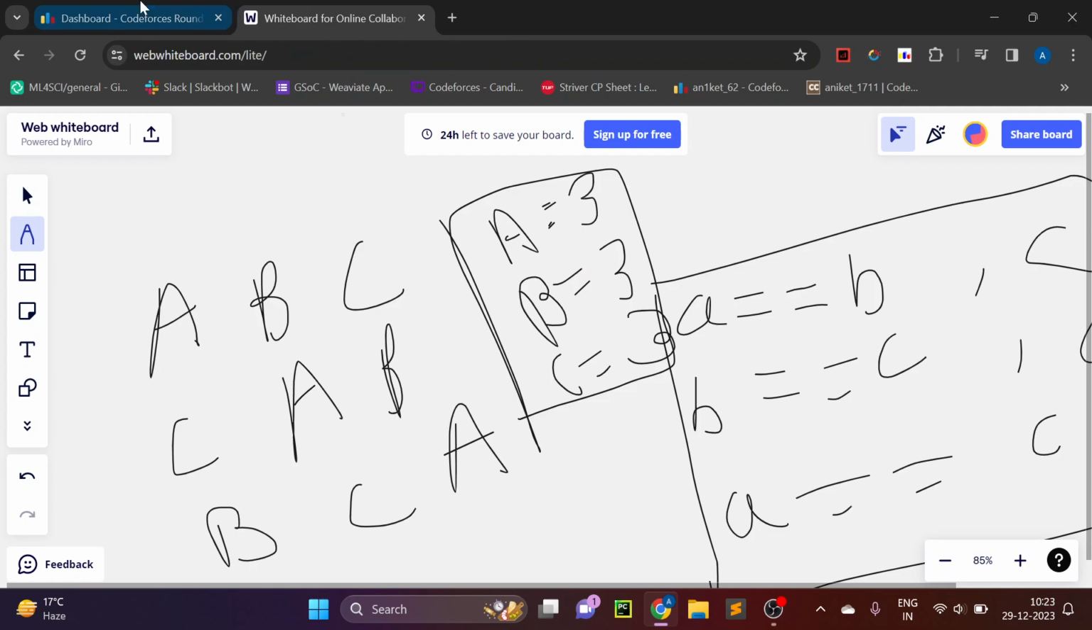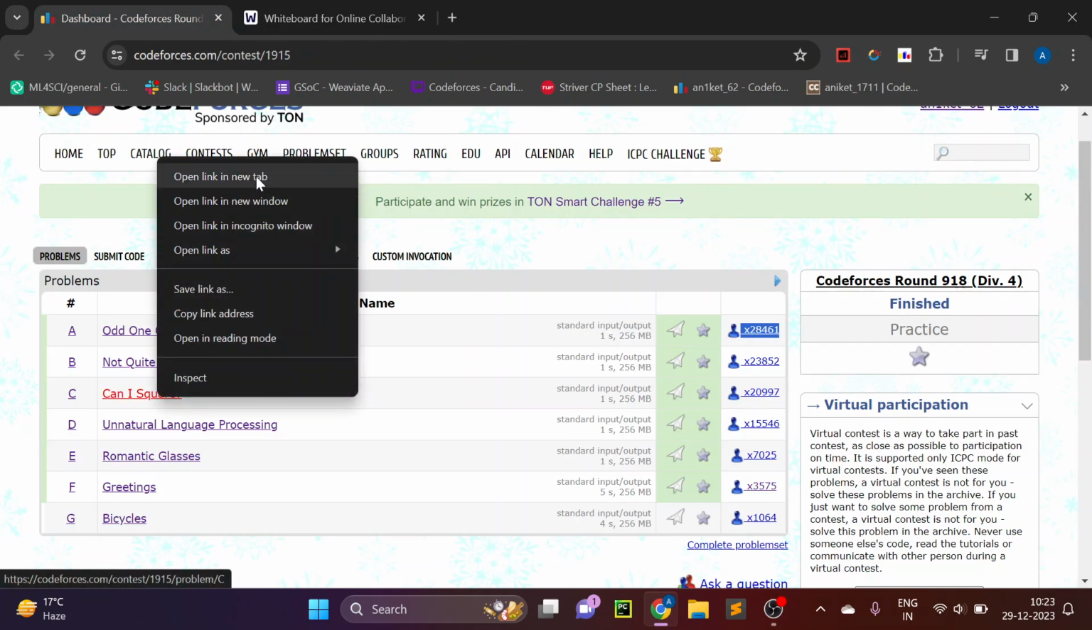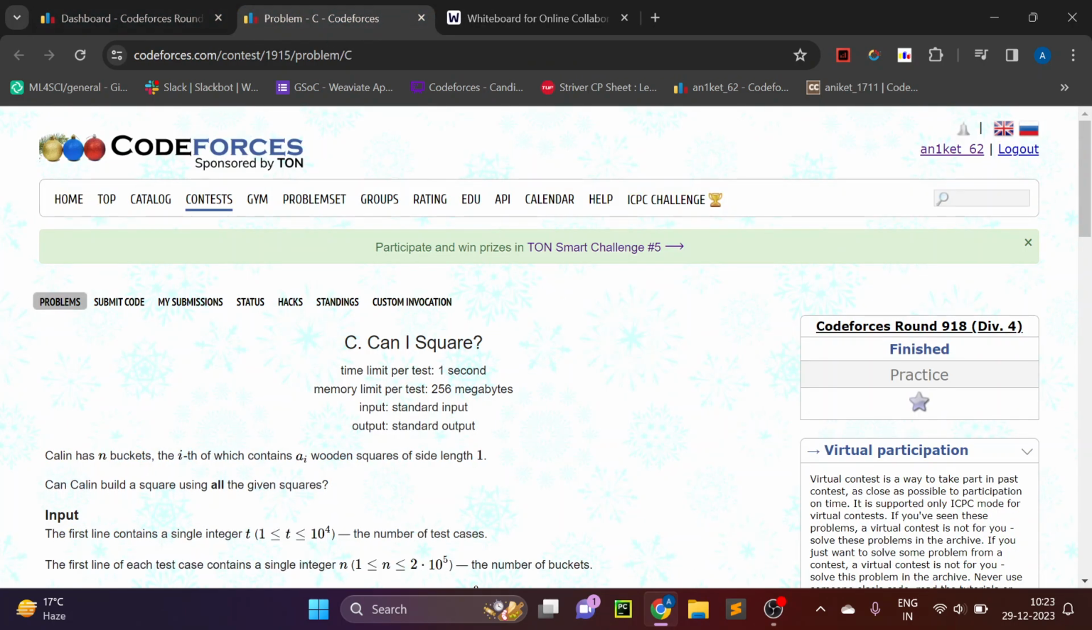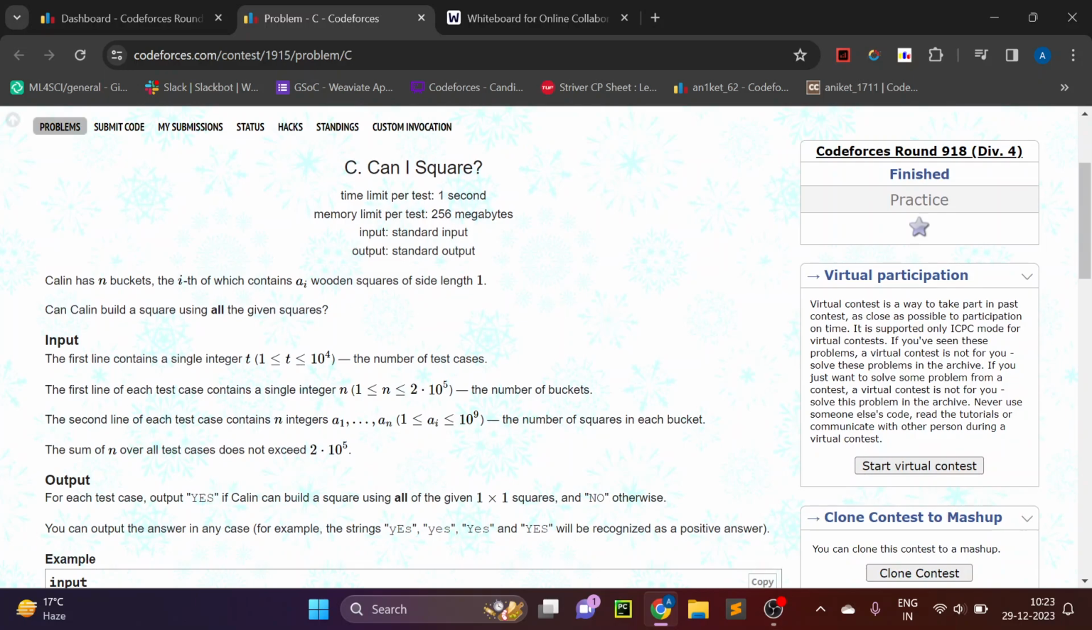Let's just move on to the third. In this question we are given n buckets, and each ith bucket contains a_i wooden squares of side length 1, and we are asked to build a square using all the given squares of length 1.